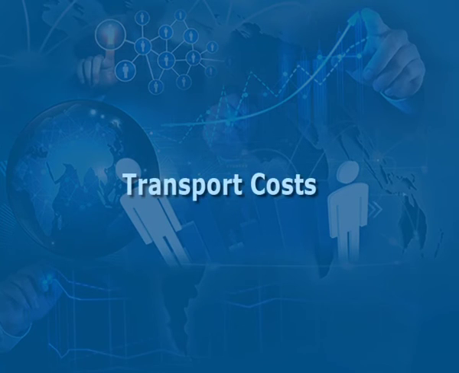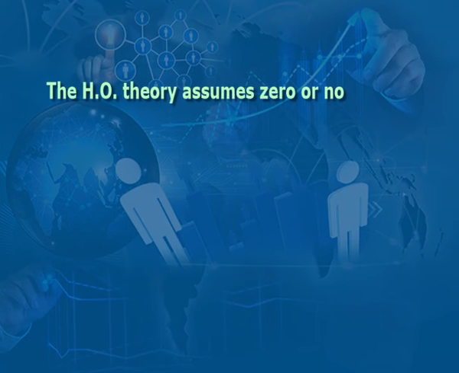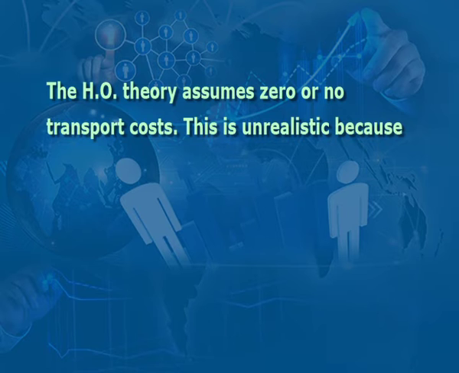Now, let us look at its impact on the transport costs. The Heckscher-Ohlin theory assumes zero or no transport costs.